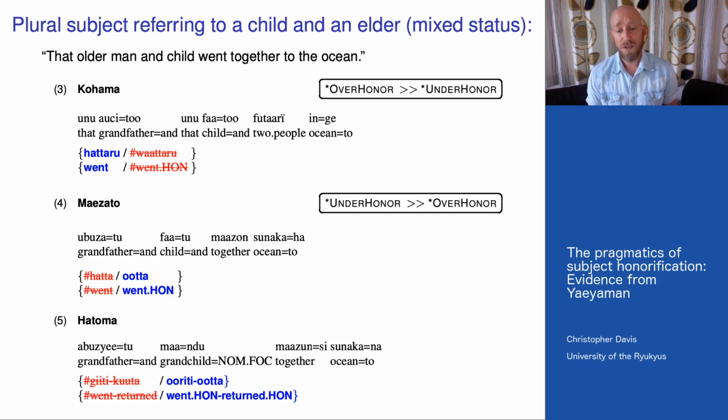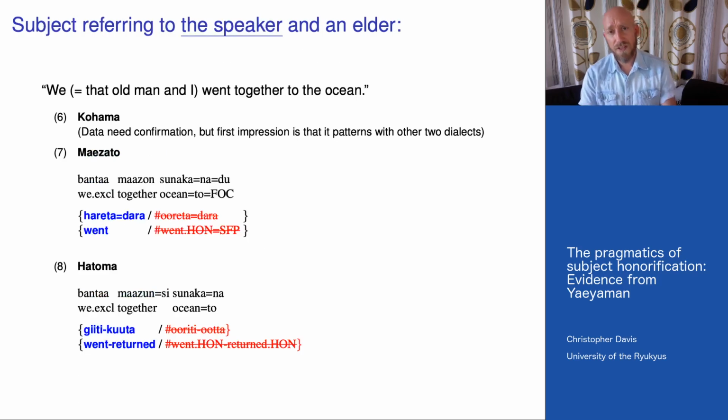Now, in the rest of the talk, I'm going to show you that there are additional constraints that target the speaker and the addressee. So first, consider sentences with subjects that refer to the speaker and a third-person elder. So these are plural subjects referring to the speaker and a third-person elder. And let's say we have a sentence that means we, that is, that old man and I, went to the ocean together.